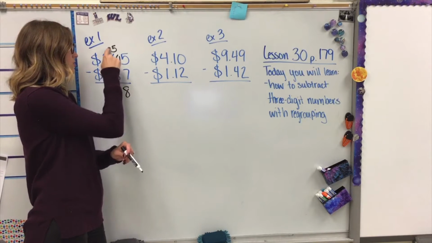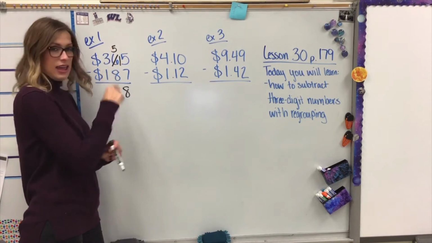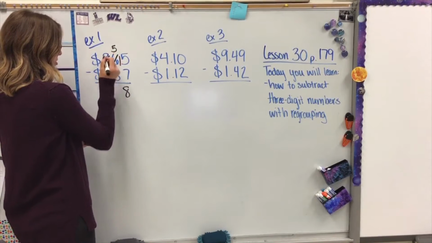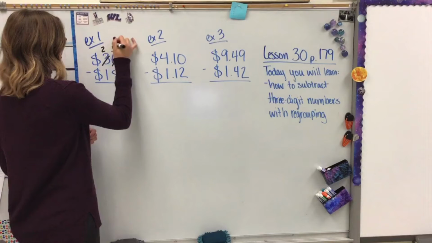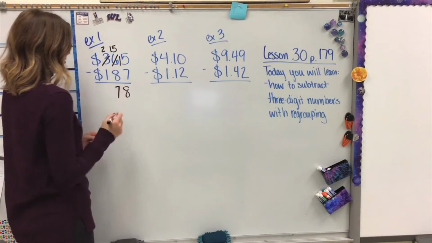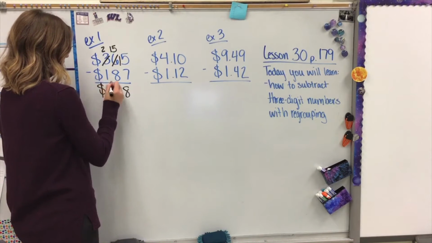5 minus 8. Can't do that because 5 is smaller than 8. So 5 minus 8, can't do that. Cross out the 3, make it a 2. Change the 5 into 15. Now we can go 15 minus 8 is 7. 2 minus 1 is 1. So we get $178.